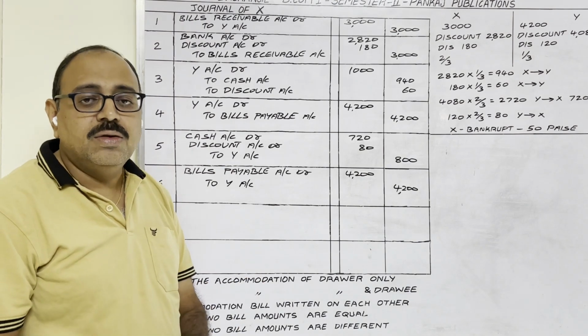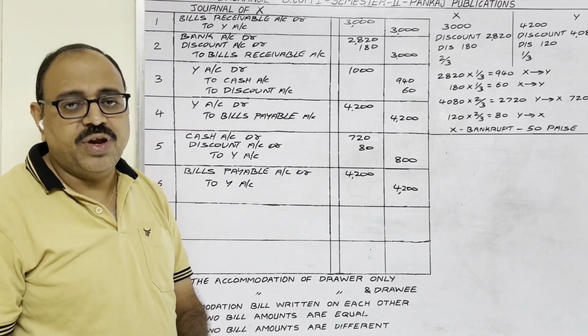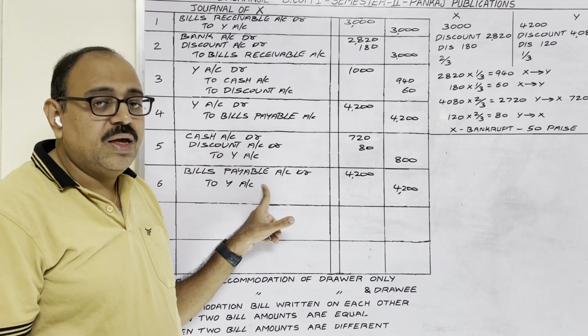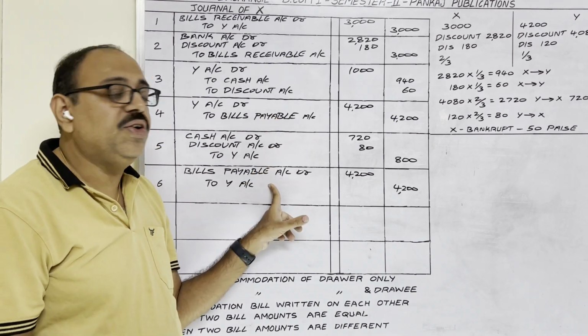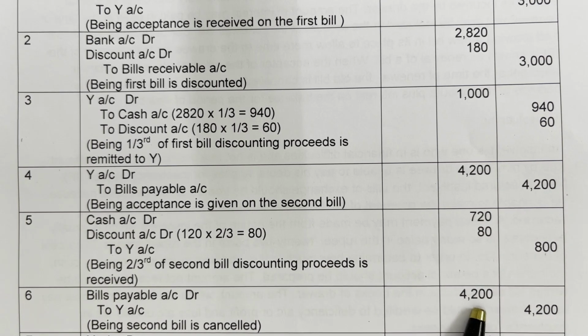have to cancel. So which entry should we write to cancel this bill? Nothing but the dishonor entry. So this is a dishonor entry, the reverse of the acceptance entry. Sixth entry: bills payable account debit to Y account 4,200. Being second bill is cancelled.